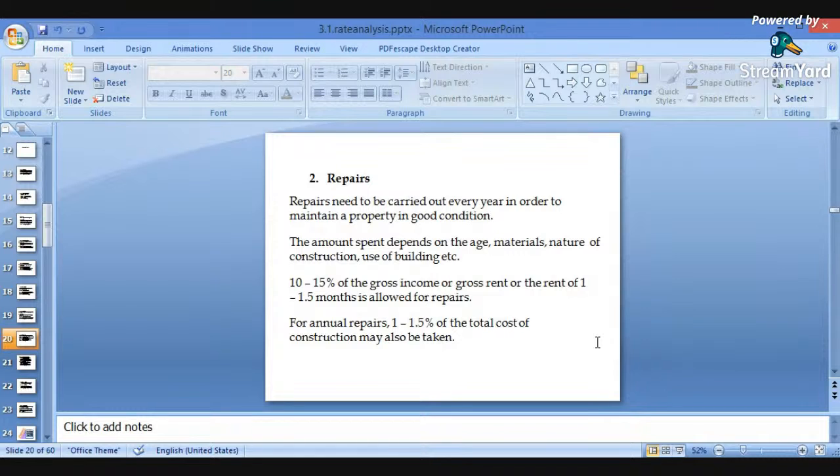Or 1 to 1.5 months of rent we can keep aside for the repair works. It is also a logical way in which we can keep aside the amount for repair works.